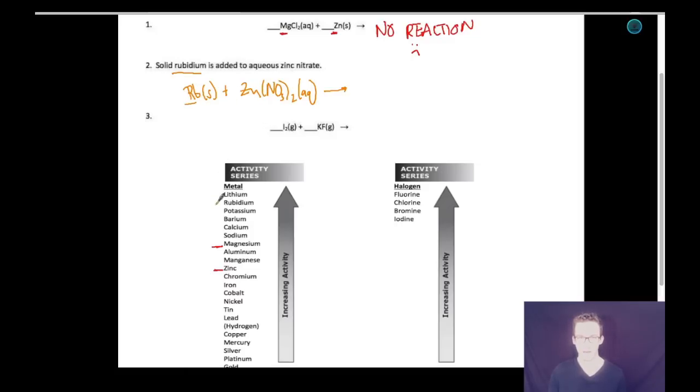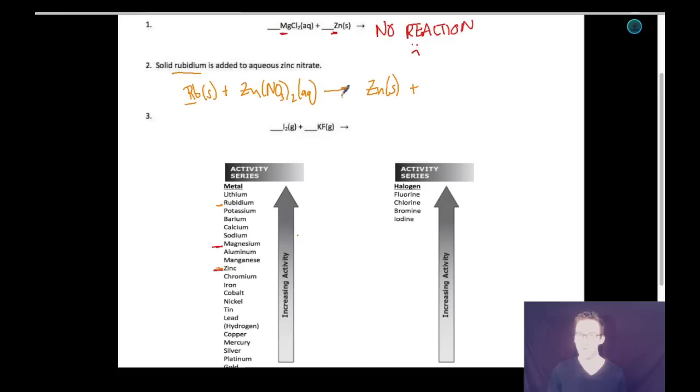We find rubidium, which is an extremely active metal. Zinc is also fairly active, but not as active as rubidium is. And so in this reaction, the single replacement reaction is going to occur. As you think about the products that are going to form here, rubidium is going to kick zinc to the curb. So zinc is going to be left by itself.